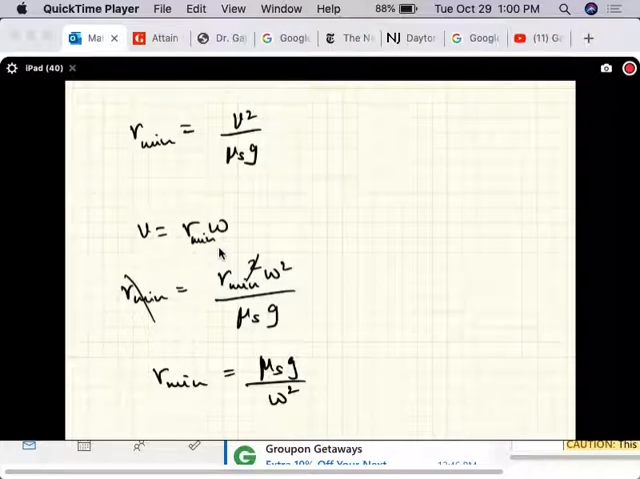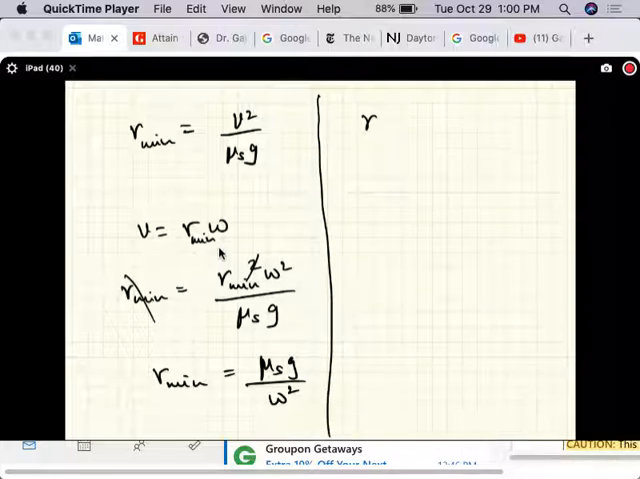I put in that variable too soon, but anyway, that is the smallest. You have to stand at least that far away not to slip. If you're any closer than that, you will slip. Okay. All right, so let's put these numbers in.